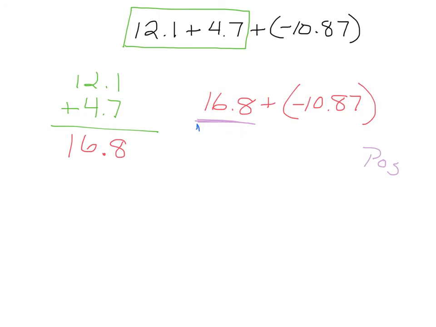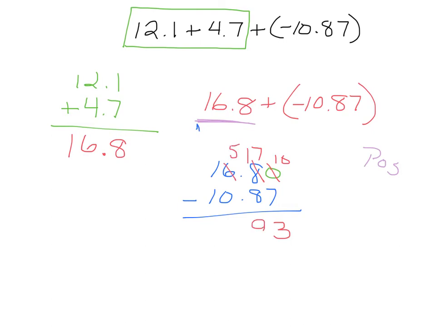So we are going to do 16.8 minus 10.87. We'll subtract. I'm going to add a 0 in. We will write the 10 because we're going to borrow. 10 minus 7 is 3. We cannot do 7 minus 8, so we will borrow once more. 17 minus 8 is 9. We have our decimal. 5 minus 0 is 5. 1 minus 1 is 0. We also know it's going to stay positive. So our final answer is 5.93.